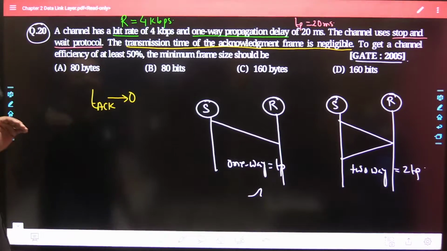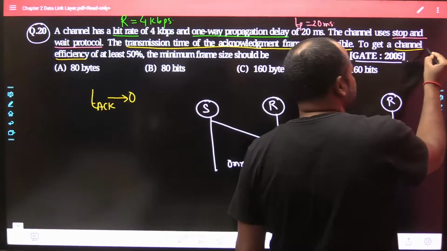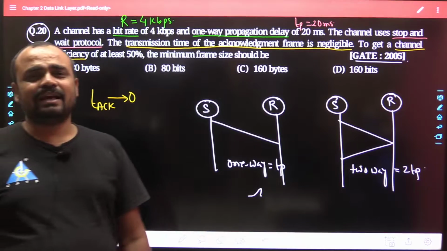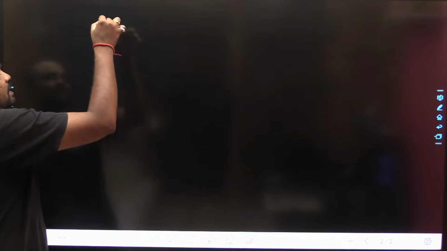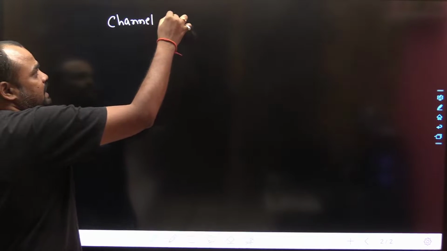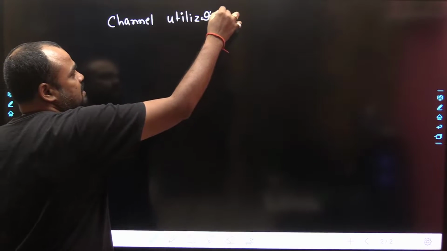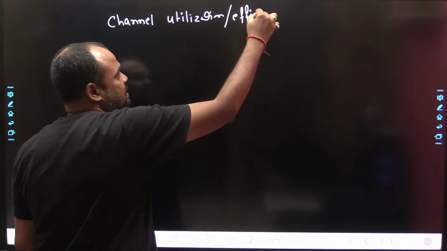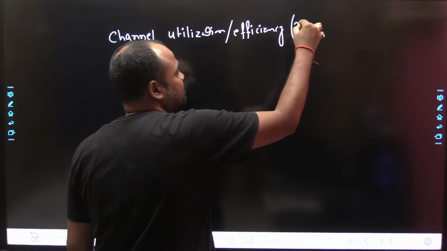Now, to get the channel efficiency. Either you can use the term channel utilization or you can use the term channel efficiency. So the meaning of both the terms is the same. Either we are using the term channel utilization, or in some standard books it is given as channel efficiency. The meaning of both terms is the same, that is nothing but eta.